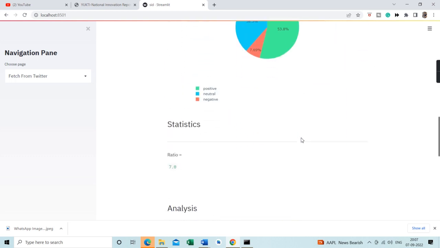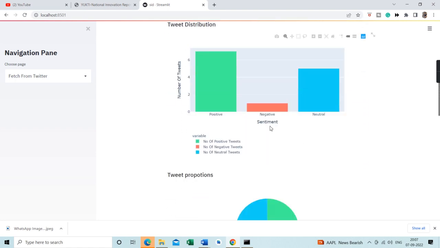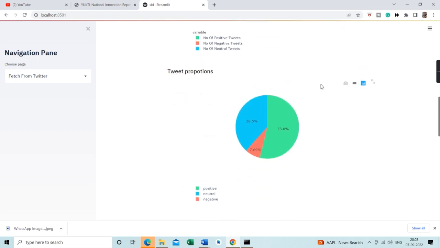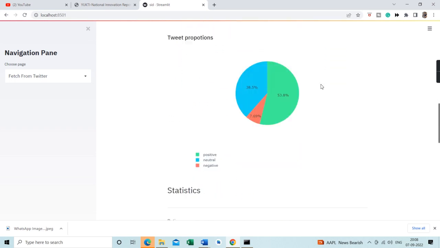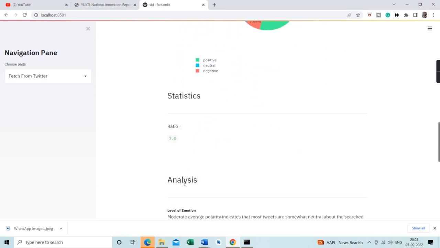So there is only one, I guess, one negative tweet. No, there are a number of tweets: negative are one, positive are around seven, and neutral are around five. It will also give us tweet proportion, tweet graphs as well, and this will tell us the ratio between positive to negative tweets. So that's for the project.